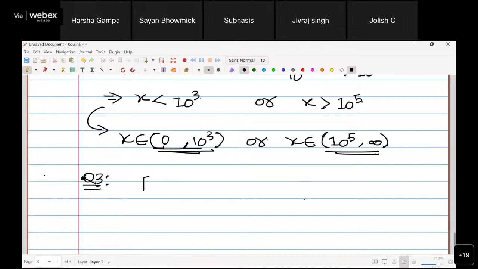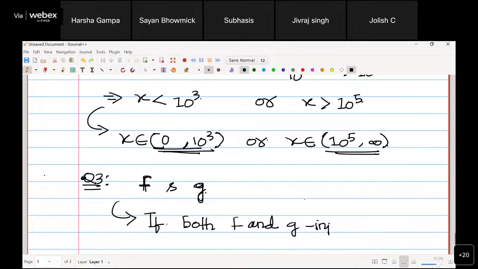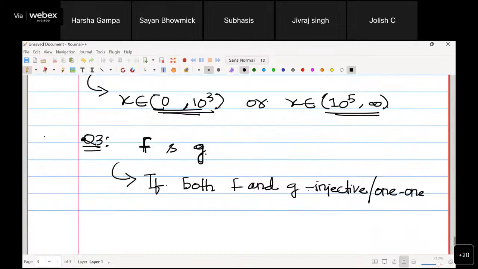Let me tell you. Suppose you have two functions, f and g. If both f and g are injective, that means one-one, I guess that is what you are asking, then only you can say that f composed with g is one-one. Otherwise this doesn't hold in general.